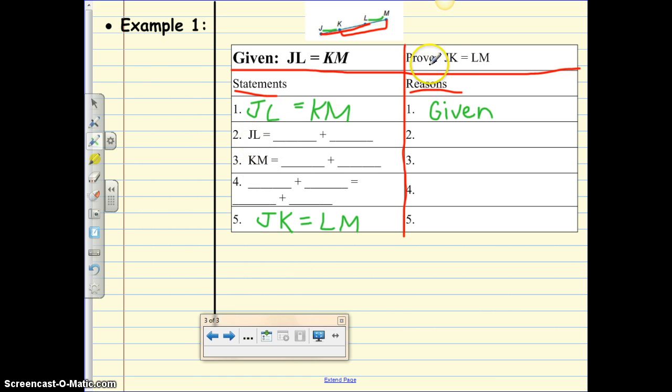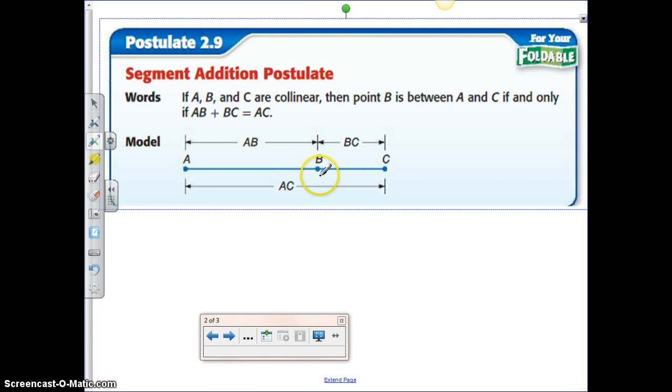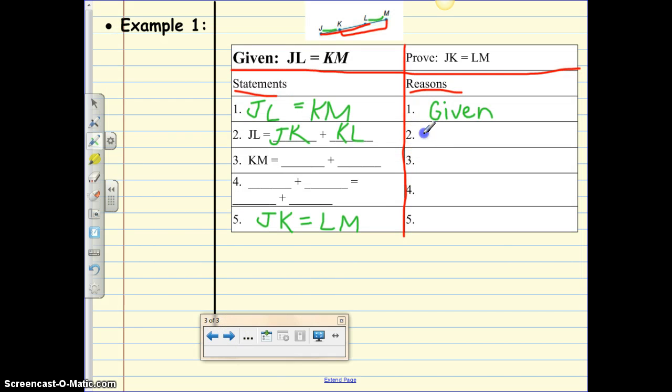And JL, this segment here, JL equals JK plus KL. And do you remember why that's true? The whole segment is the sum of its parts by the segment addition postulate. And KM equals the sum of its parts. So KM equals KL plus LM for the same reason.